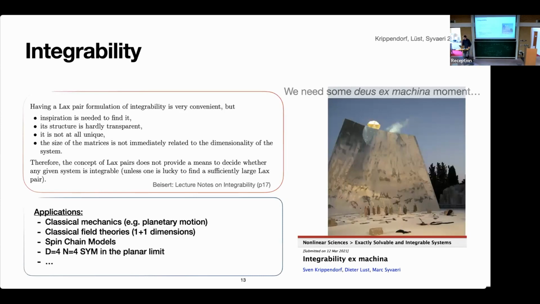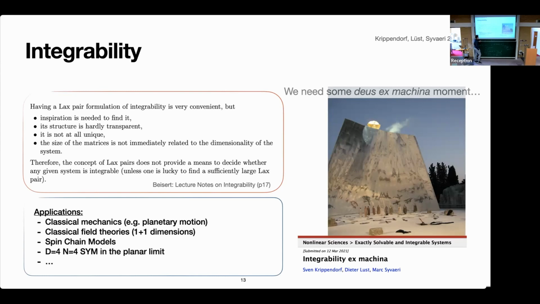Now, when sitting through talks about integrability, oftentimes you come across these equations, but when you ask the speaker how they got there, it was often known for decades, or it's kind of a good lucky guess. This is summarized in Nicolai Beisert's lectures, where he says that having a Lax pair formulation of integrability is very convenient, but inspiration is needed to find it. It's hardly transparent, it's not at all unique, and the size of these matrices is not immediately related to the dimensionality of the system, and the concept of Lax pairs does not provide means to decide whether any given system is integrable unless you are lucky to find one, right?